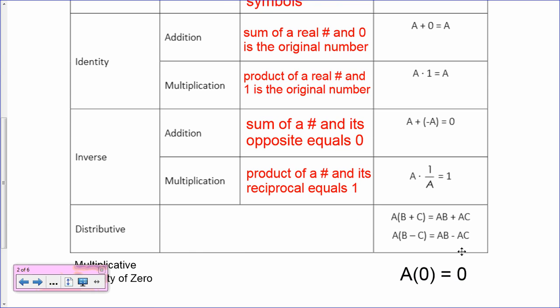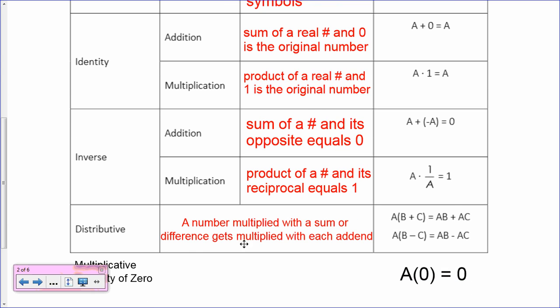Okay? And the distributive property we already know, it's a number multiplied with the sum or difference gets multiplied with each added in. Sorry, that was a really wordy way of saying it, but basically here's the picture, the algebraic description, which I find easier. A times b plus c means it's going to be a times b and a times c as well. And even if that's subtraction inside, it does the same thing. This is not distributive property if the numbers inside the parentheses are being multiplied together. It's only over addition and subtraction. Okay? So make sure you know that.